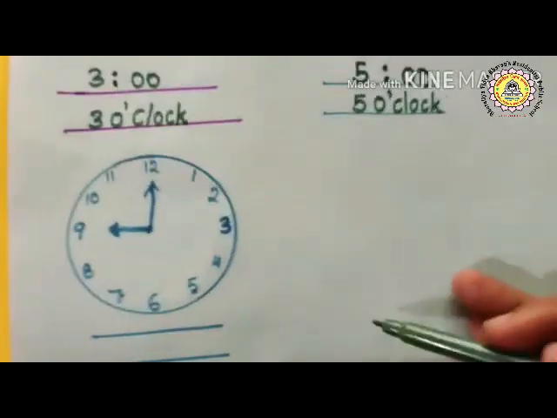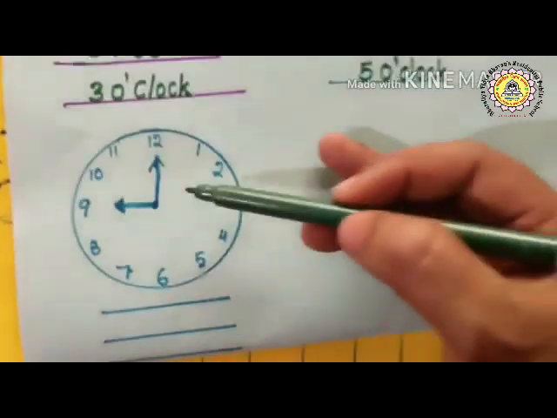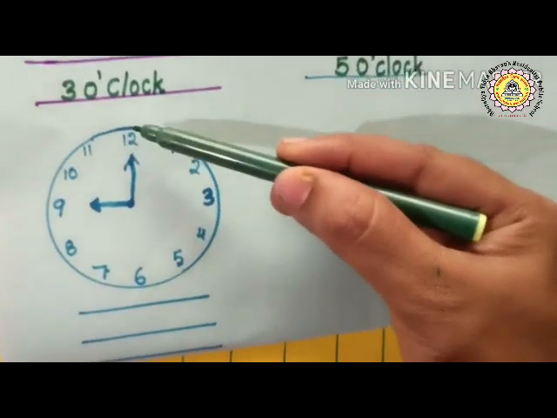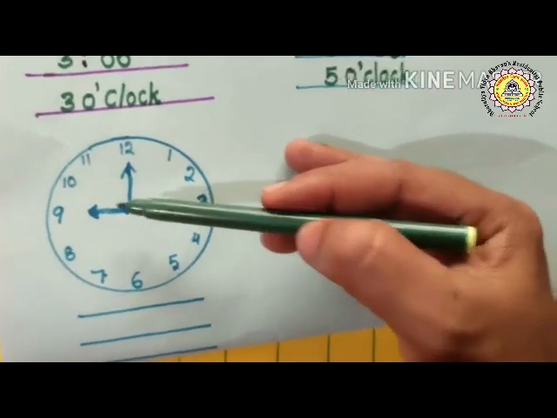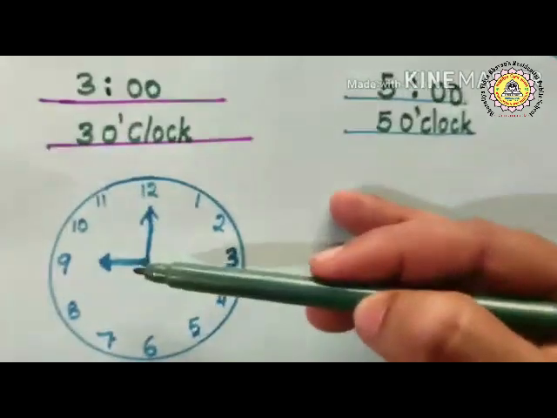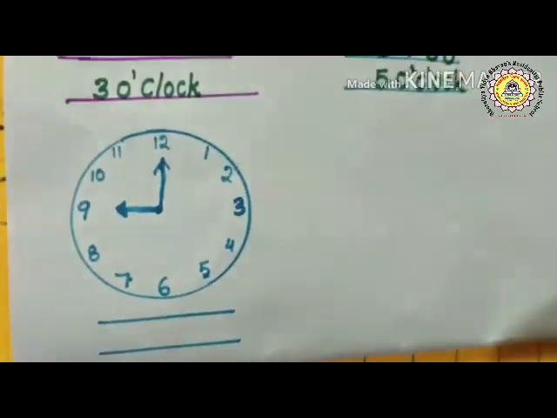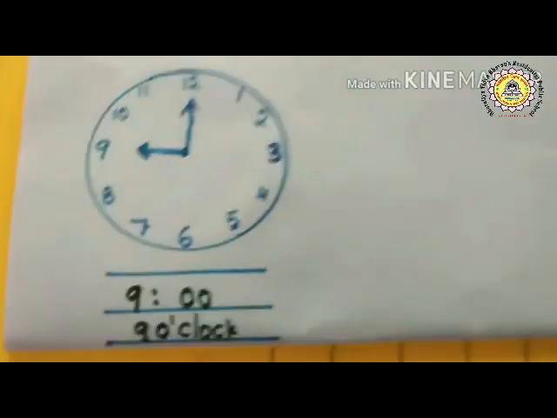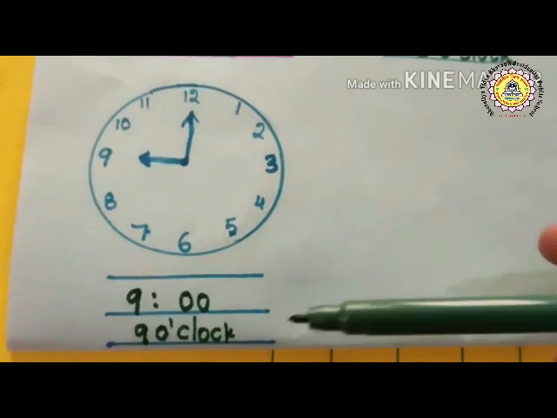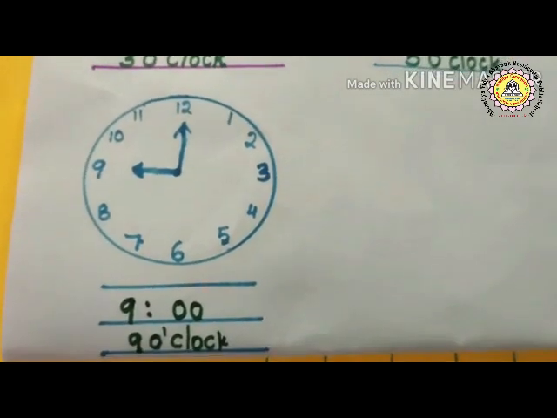Look at this clock, children. What is the time in this clock? Here the long hand points to 12 and the short hand points to 9. So the time in this clock is 9 o'clock. What is the time in this clock, children? Yes, it is 9 o'clock.